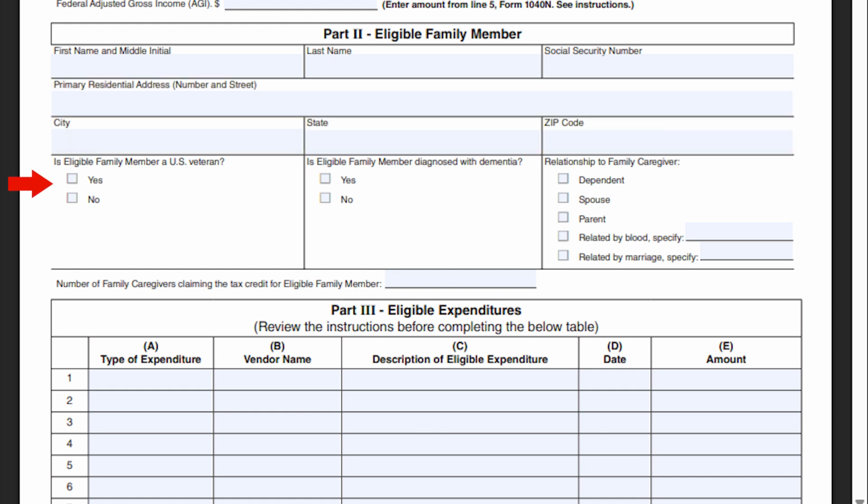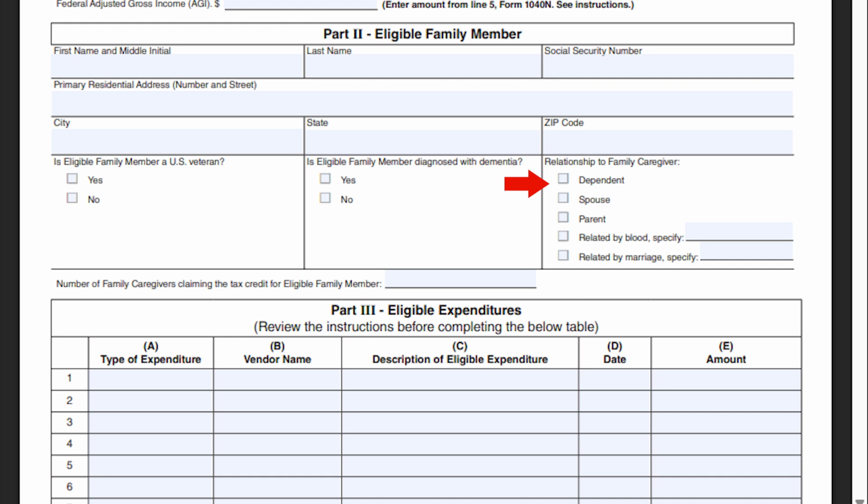And the last line of boxes requires the family caregiver to confirm the following. First, whether or not the eligible family member is a U.S. veteran. Next, whether or not the eligible family member has been diagnosed with dementia. And third, the relationship to the family caregiver. Those relationships can be, number 1, dependent. A dependent includes any person claimed as a dependent on the family caregiver's federal income tax return for the tax year of application. Number 2, relationship as a spouse.